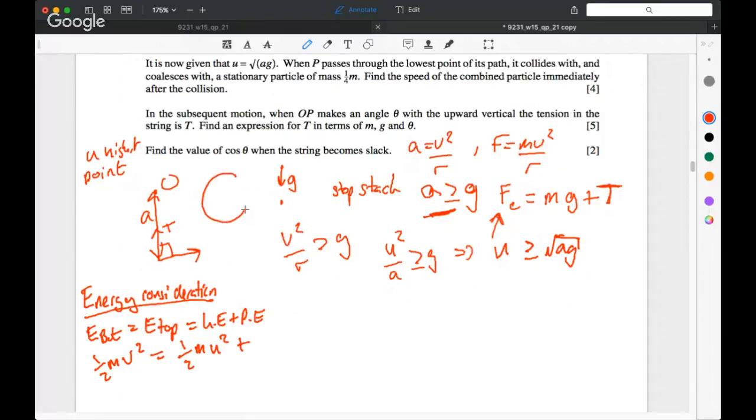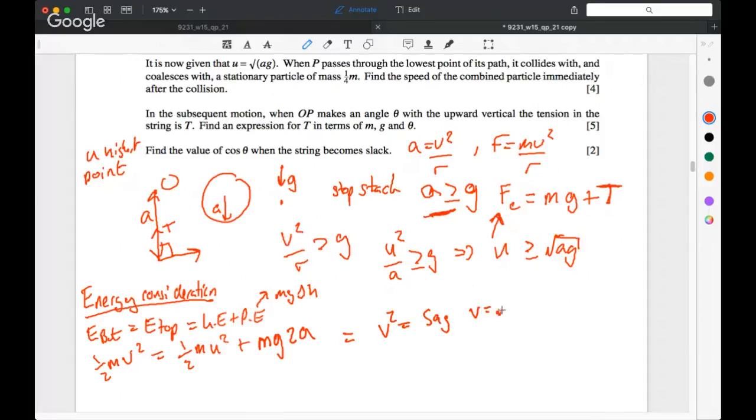Okay, so it's a circle with radius a. So the height is 2a. So the potential energy is mg times the change in height, so plus mg times the height difference, which is 2a. Okay, so if we then go through that formula, I think we get V equals the square root of 5ag, or V squared equals 5ag.